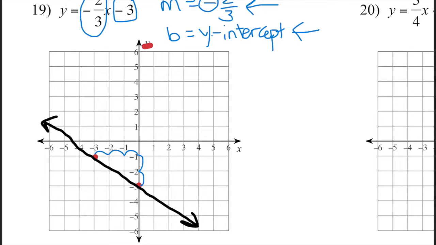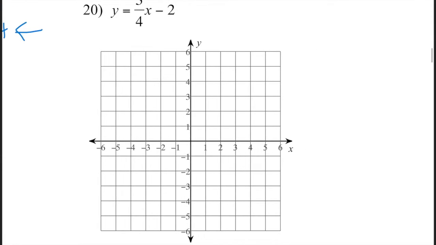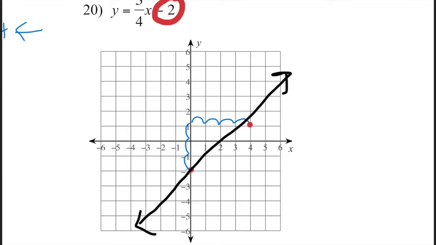Okay. Let's look at number 20. The y-intercept is -2, so go down to -2 and put a point. Our slope is 3/4 and it's positive, so I'm going to go up 3, 1, 2, 3, and to the right 4, 1, 2, 3, 4. Put a point here and do my best to make a straight line. Hopefully you have a ruler, but if not, that's okay.